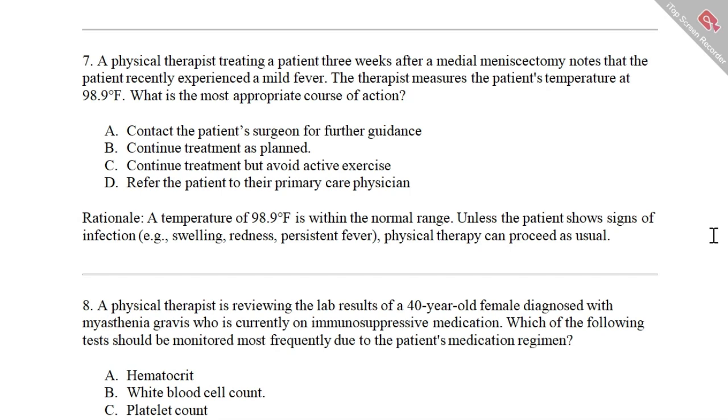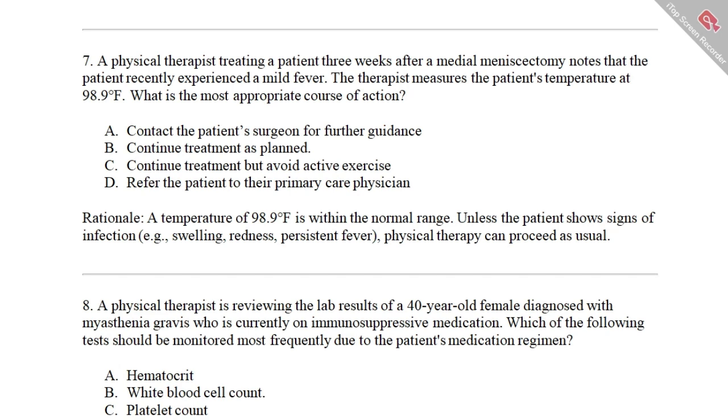Option A. Contact the surgeon for further guidance. Option B. Continue treatment as planned. Option C. Continue treatment but avoid active exercise. Option D. Refer the patient to the primary care physician. Which one is the correct answer? I hope you agree with me, and the correct option is option B.